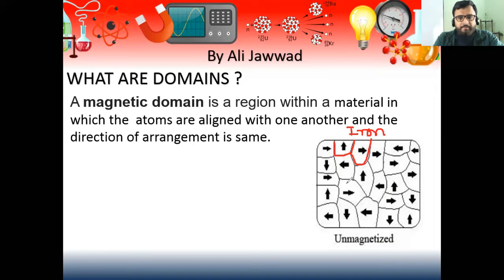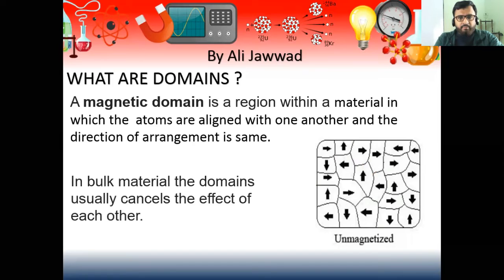For example, in this region 1, the electrons are moving rightward, while in this region 2, the electrons are moving leftward. The arrangement of atoms will be different, and in the whole sheet, some of the domains will cancel out the effect of others. For example, this domain will cancel out the effect of this domain, and the material will not behave as a magnet.